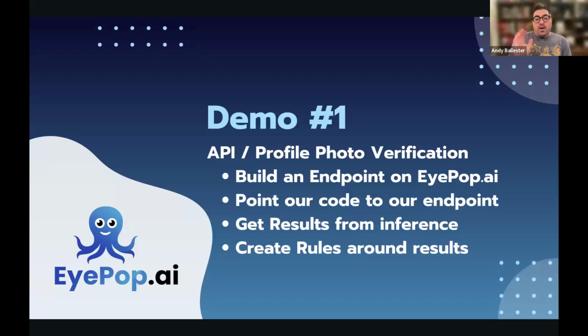All right, I would like to show you a really quick example of how we think about building an API on EyePop. I'm going to stop sharing for one moment just to switch screens here. What we're going to do is build an endpoint, and that should take about 30 seconds. We're going to point our code to that endpoint. We're going to get results from that inference, and we're just going to use a simple image upload today. And we're going to create rules around those results to do real work and to bifurcate flows in a fake startup product. And so here we go.